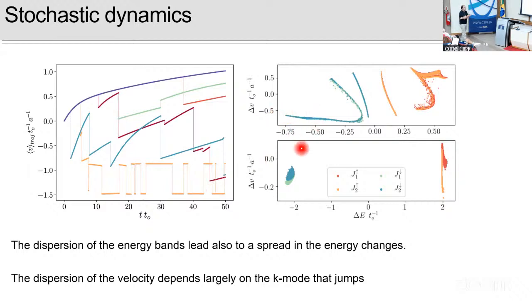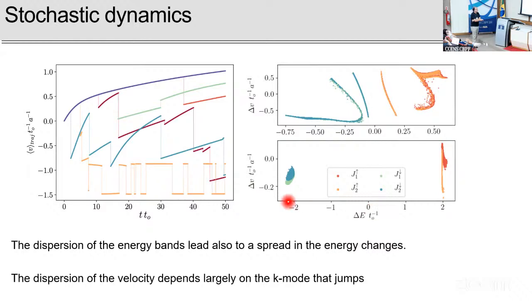Something which we still need to understand well, but is natural to ask, is to see how the absorption or emission of energy quanta will affect the jumps in the velocity. As you can imagine, depending on where the energy has been absorbed or emitted, which K mode, this may have a weak or a strong effect on the jump in the velocity.